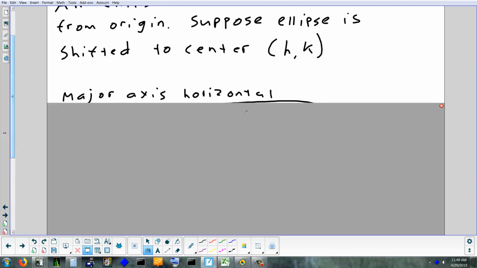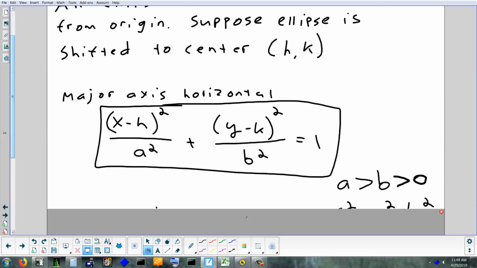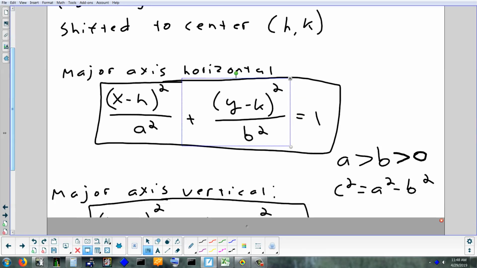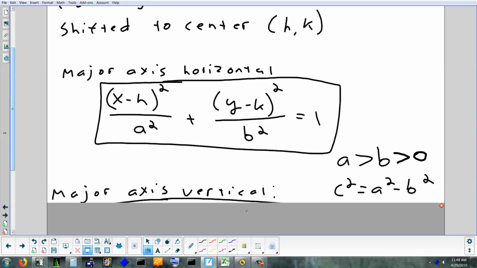So the equation looks a little different when you shift it. It's still equal to 1. There's still a plus sign between the two fractions. There's still an a squared. There's still a b squared. A is still bigger than b. B is still bigger than 0. Everything I'm saying is the same. C squared equals a squared minus b squared. Same. What's the difference?